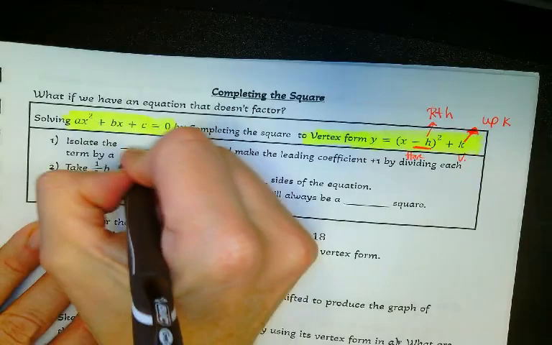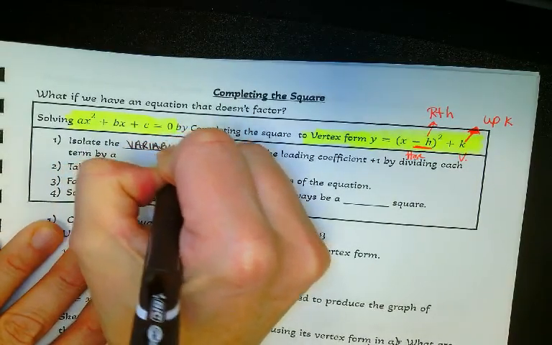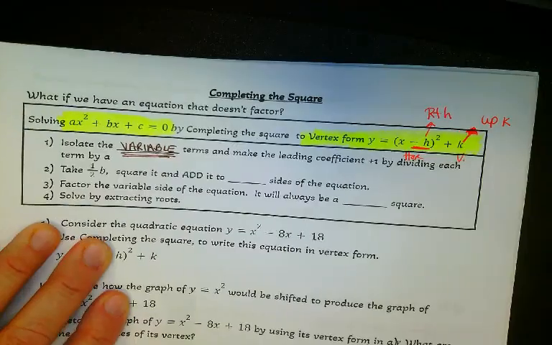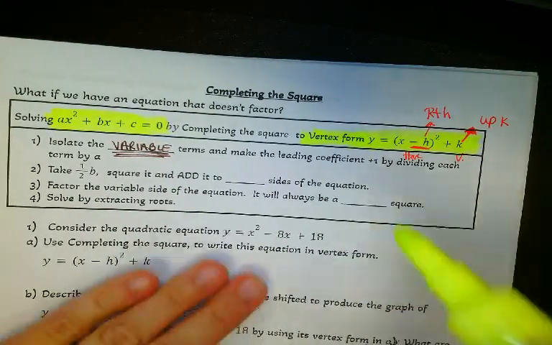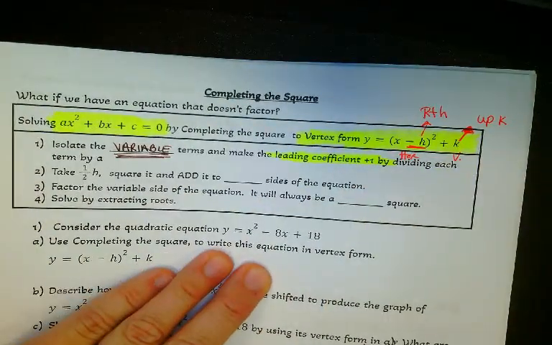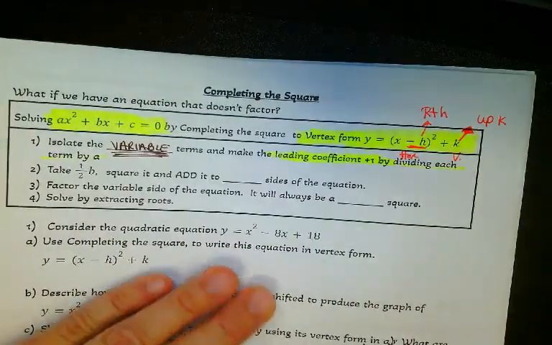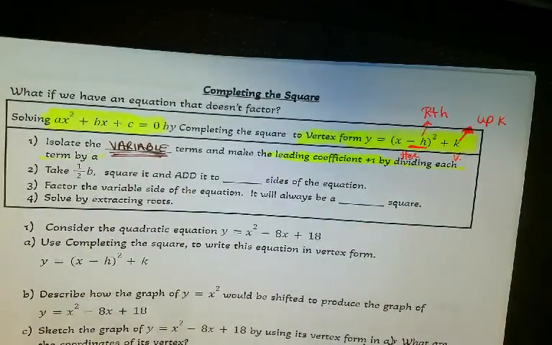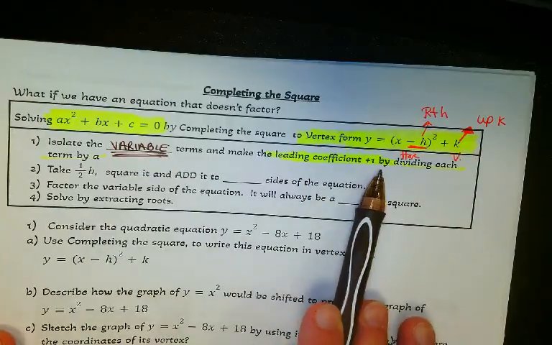So step one is you're going to isolate the variable terms. Okay, so anything with a variable you isolate. And then, again, the most important step here is going to be this leading coefficient. You have to make sure the leading coefficient is a positive 1. If it's not, you just divide each term by a. Okay, and we'll go through many examples. All right, so you want to isolate the variable terms, make sure the leading coefficient is a 1.